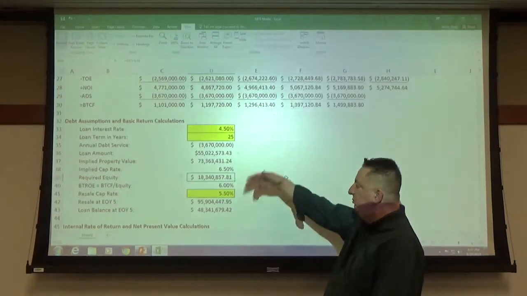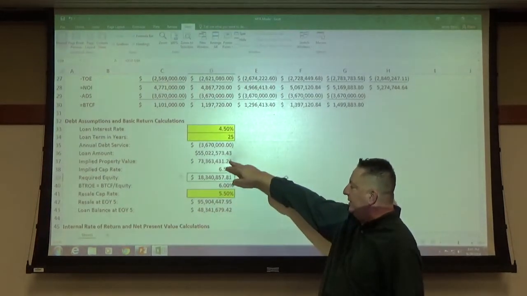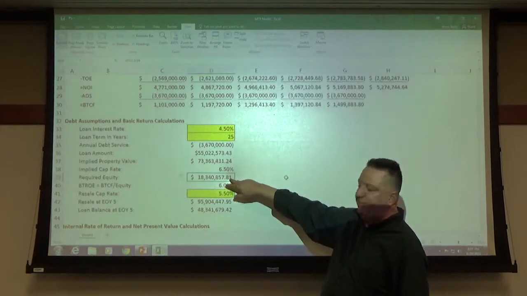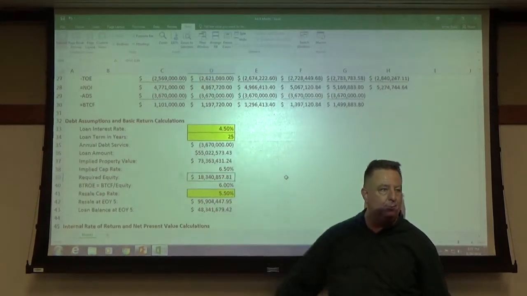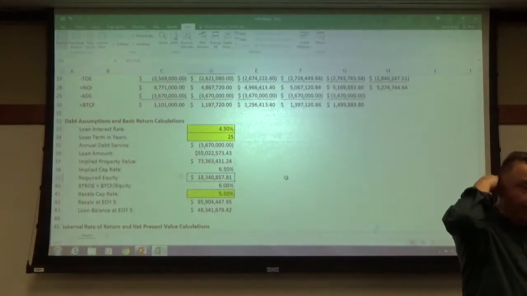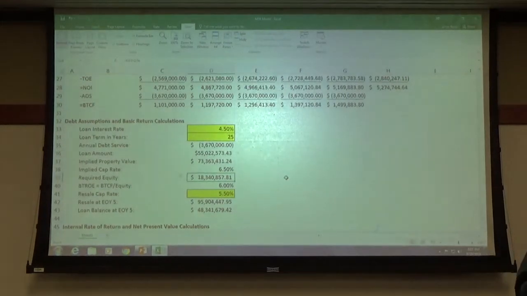Or you just could take the 73 million times 0.25, which gives you the same answer. That's your required down payment. We're talking required down payment, required equity, however you want to look at it. Okay? We'll be good with that. Yes or no?